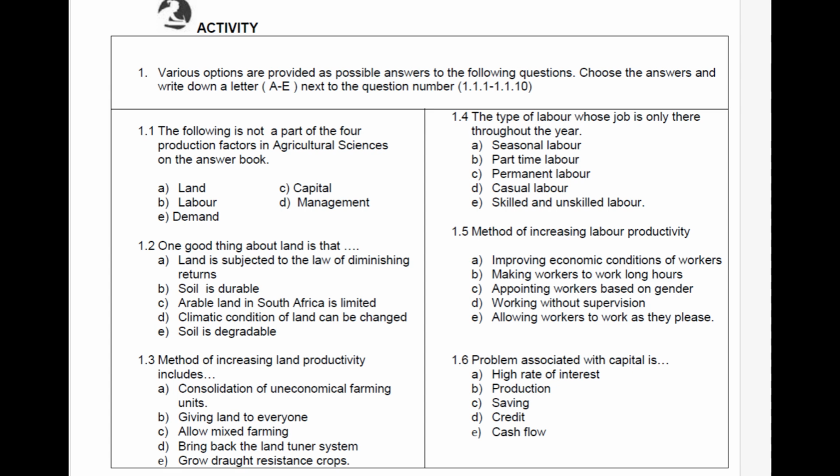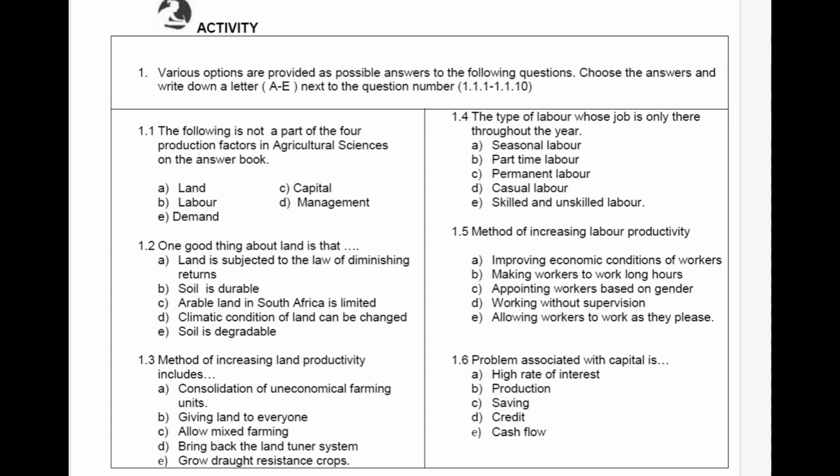Various options are provided as possible answers to the following questions. Choose the answers and write down a letter, A to E, next to the question number. 1. The following is not a part of the 4 production factors. Which letter do you think is correct, Paulina? Letter A. Why? Demand is not part of the factors of production. Demand has to do with agricultural marketing, not the factors of production. Factors of production include land, labor, capital, and management.